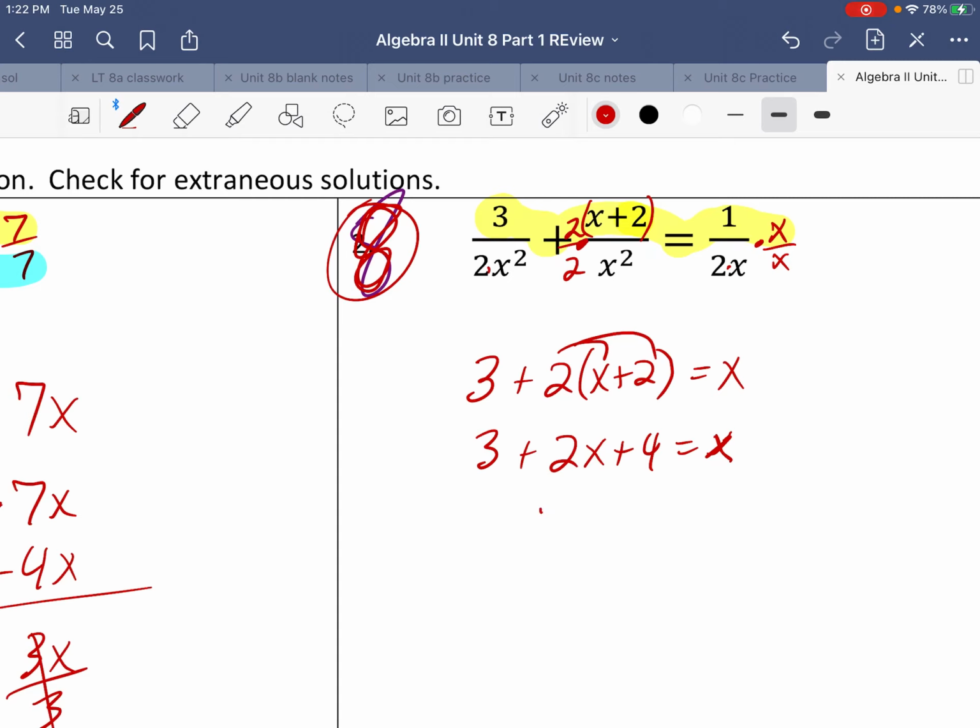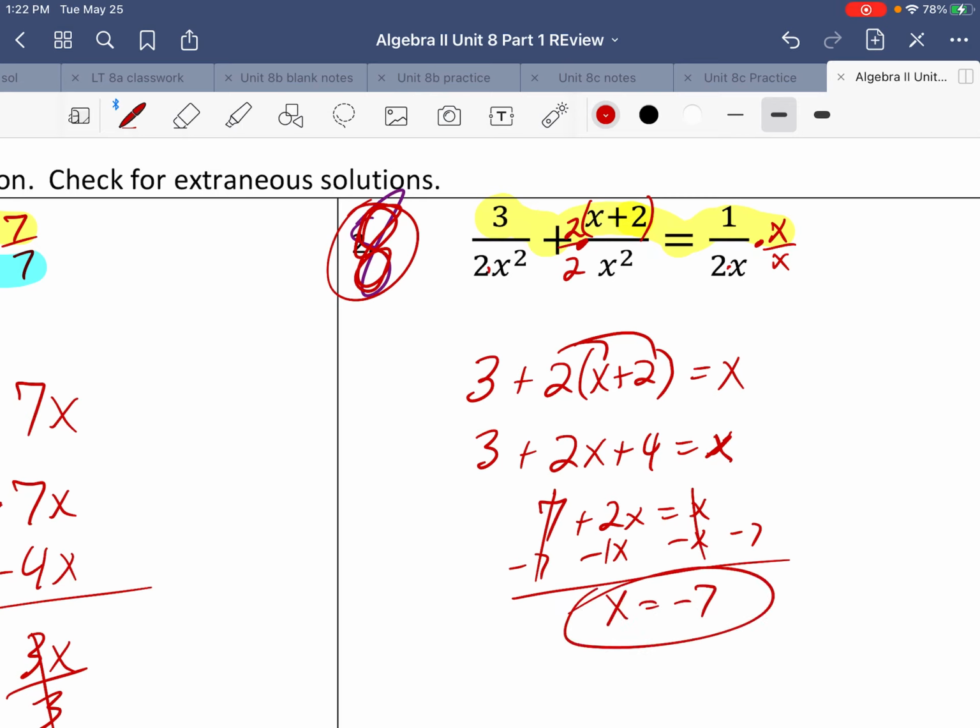All right, we have like terms. 3 plus 4 is 7. And it doesn't matter which way we go. You can subtract x and then subtract 7 to the opposite side. So we're really just moving terms around. Because 2x minus 1x is a positive x, or positive 1x equals negative 7.